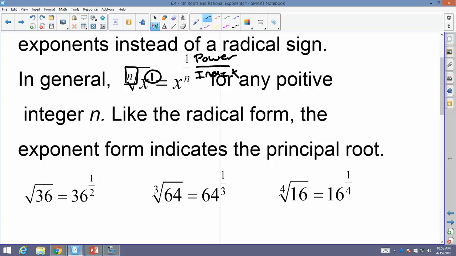So, how does it work? Square root of 36, this is 36 to the 1/2. Cube root of 64, this is 64 to the 1/3. Fourth root of 16, this is 16 to the 1/4. It's literally that easy. You have to know how to go back and forth. You have to know how to toggle between the two.